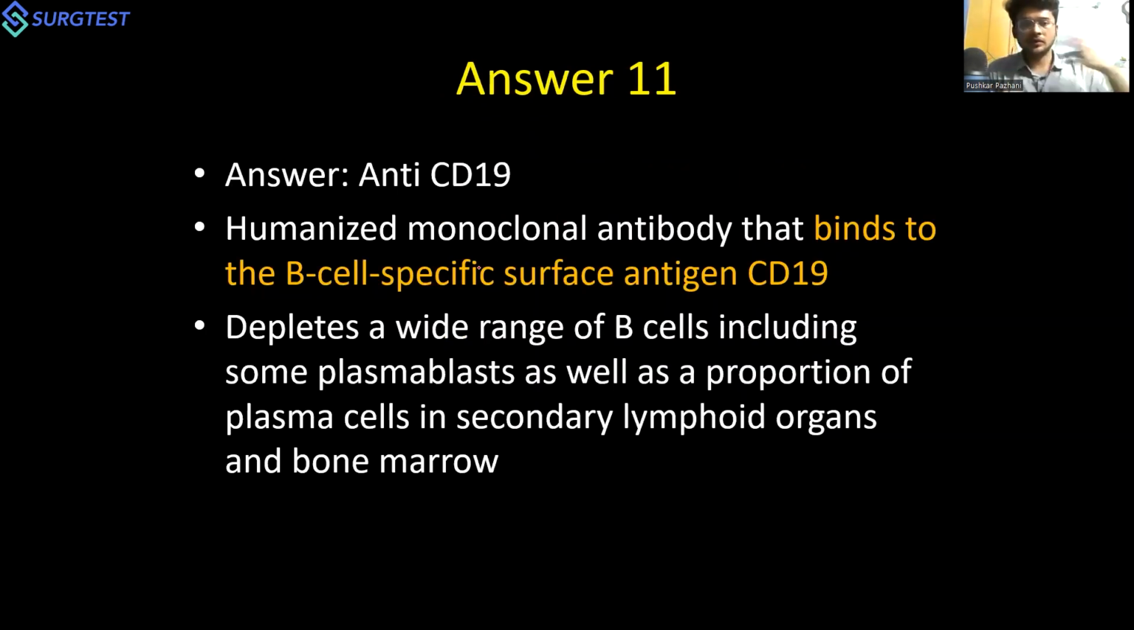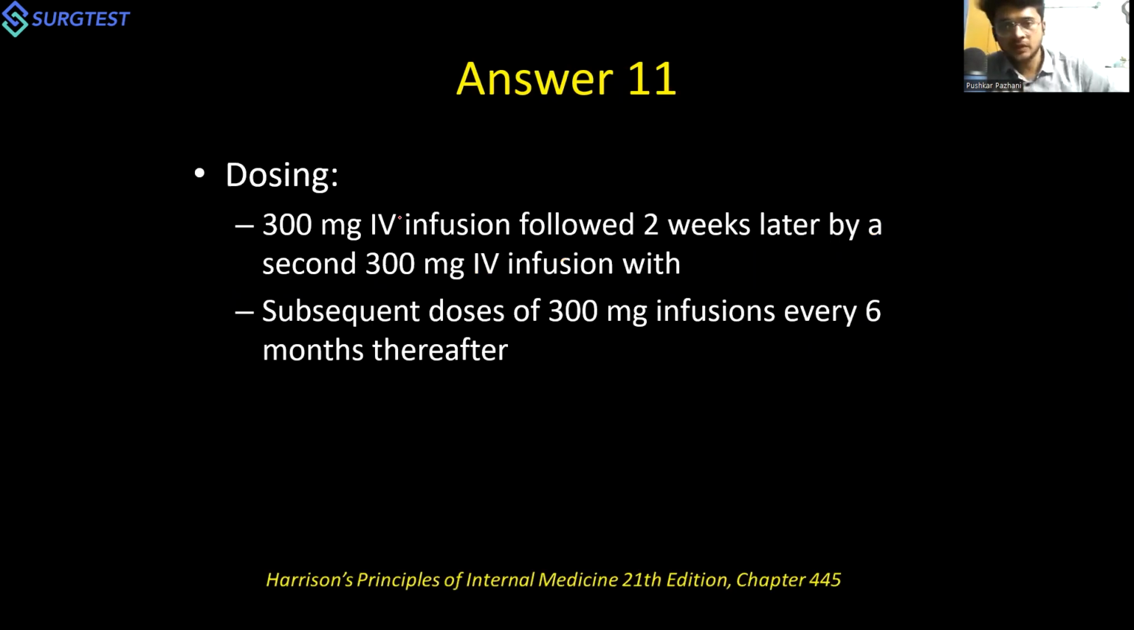As I mentioned earlier, I'm not going to repeat again. Dosing: it is given IV, just like rituximab. With rituximab, it depends on center to center, but usually we give around 1 to 2 grams, initially 1 dose, then 2 weeks later the second dose, followed by 6 monthly. This is somewhat similar. We give 300 milligrams as an IV infusion, 2 weeks later another 300 milligrams, and after this 300 milligrams every 6 months, somewhat similar to the rituximab dosing pattern.